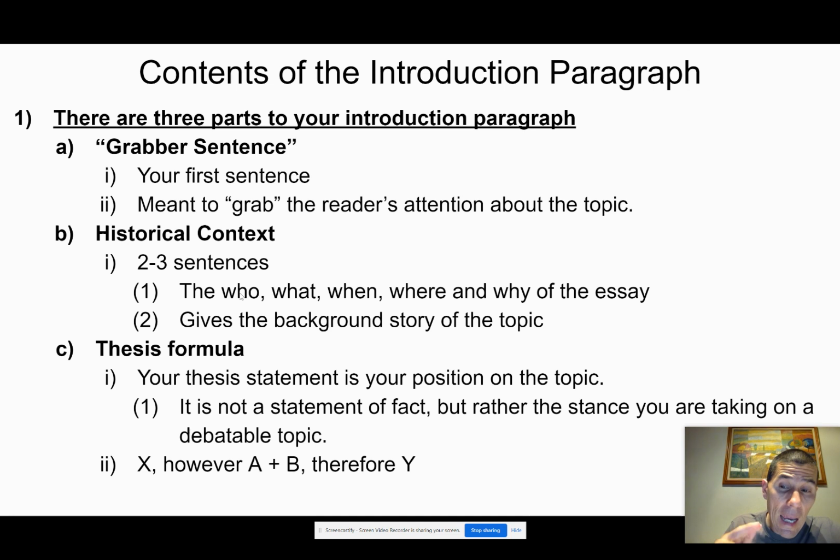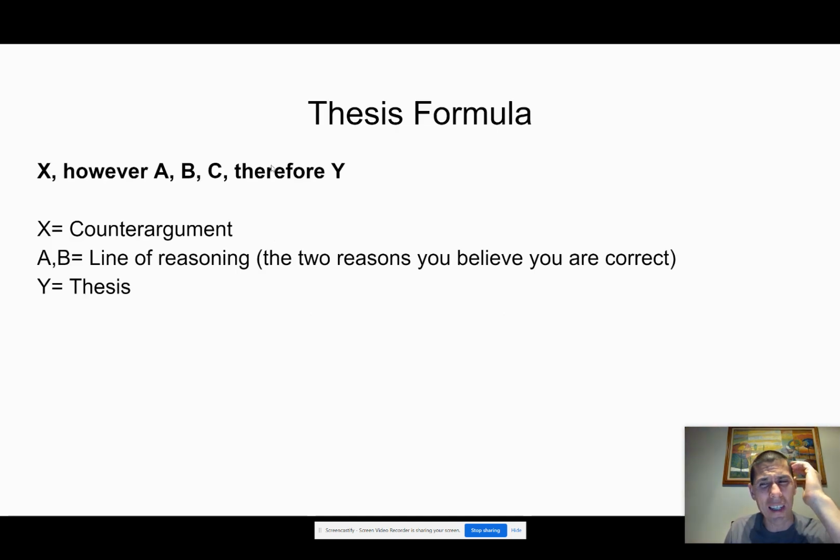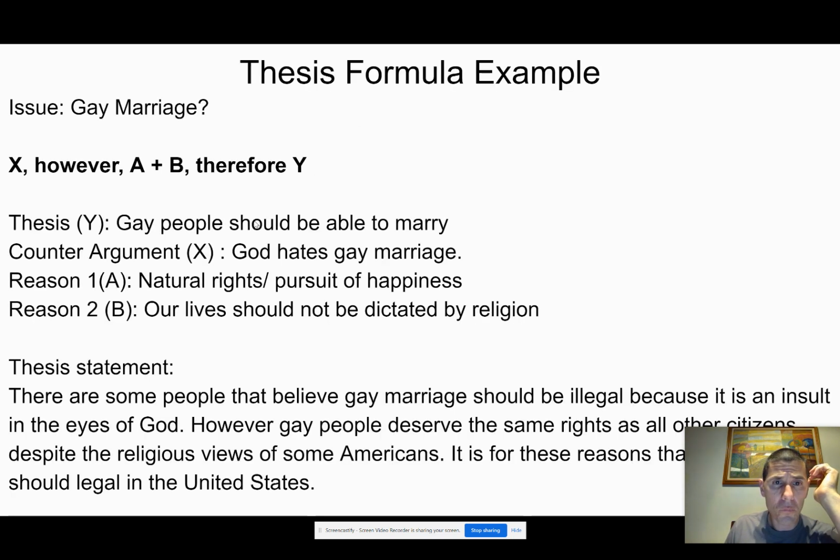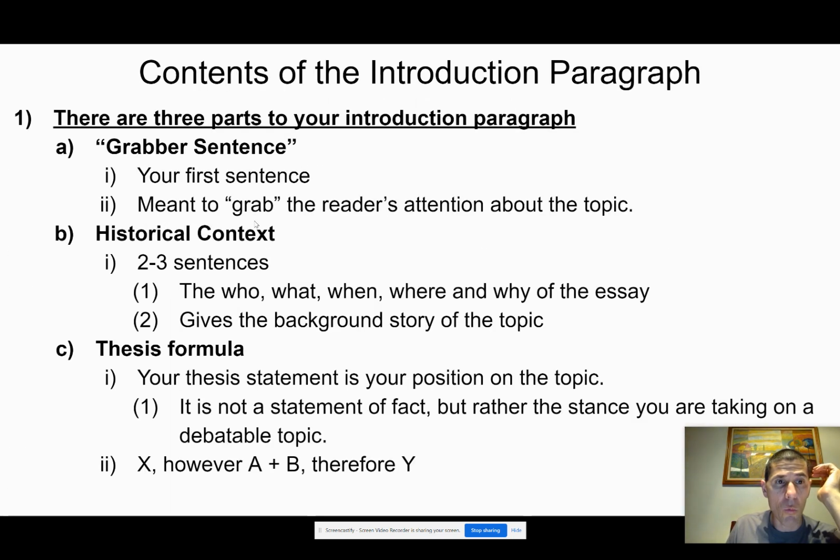Okay, but you must have historical context. Grabber sentence is optional. I don't know if you really need it, to be honest with you. In fact, I kind of wish I wouldn't have put it in my example I give you here. The historical context is not debatable. Okay, it is not optional. It is mandatory. You must have it. You get a point for having historical context.